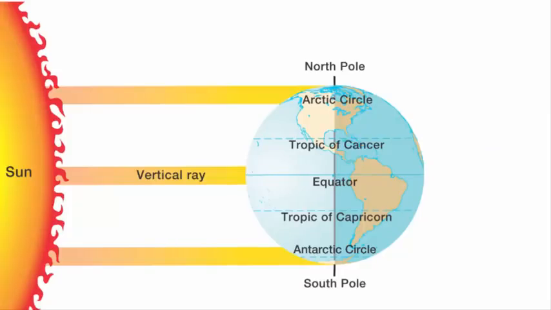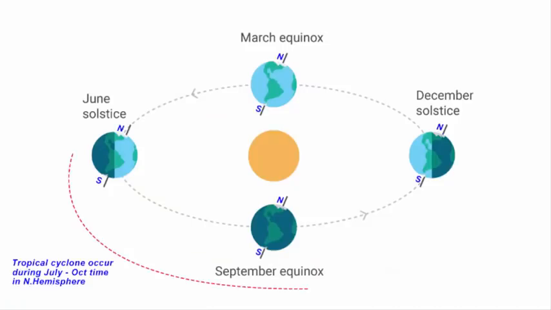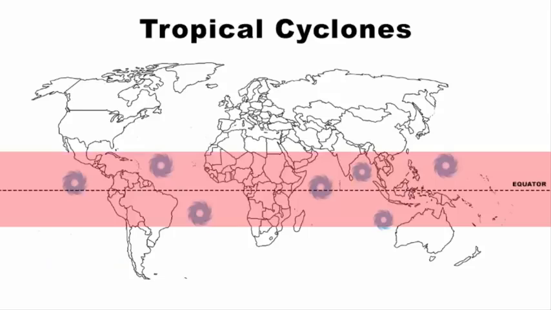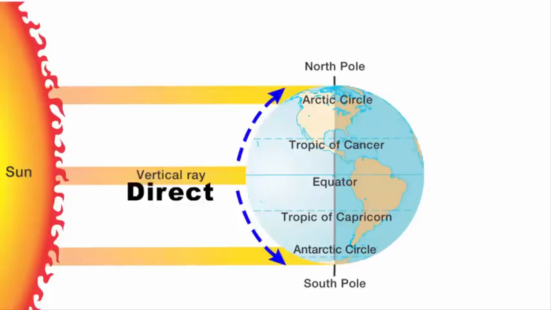Tropical cyclones occur at the time of maximum solar radiation during the summer and autumn season, that is around July to October in the northern hemisphere and December to March in the southern hemisphere. With this, I hope you have now understood the complete anatomy of a tropical cyclone.